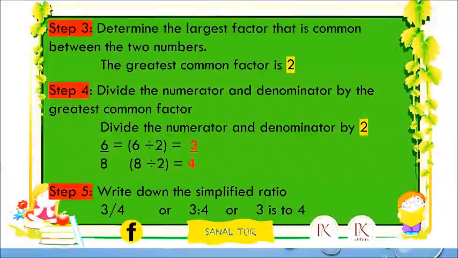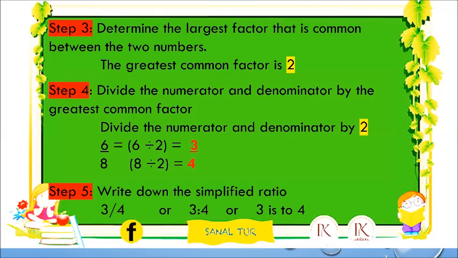So that is the third step. We have 2 now in here. We determine the largest factor that is common between the two numbers. So we call that the greatest common factor.